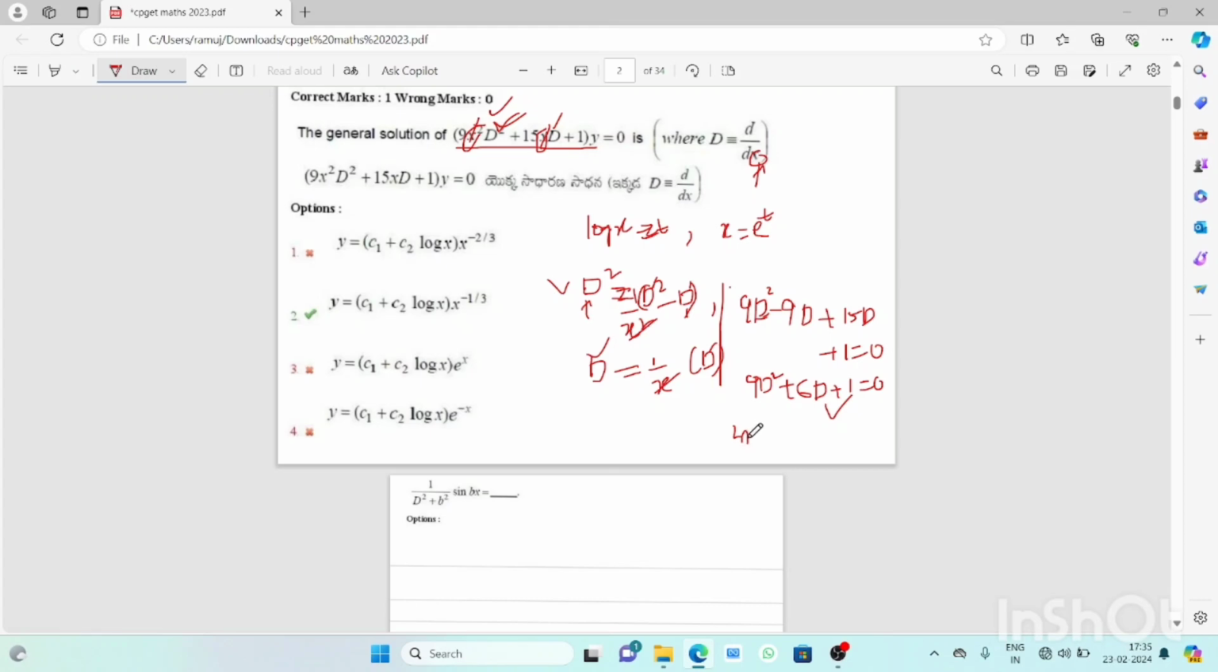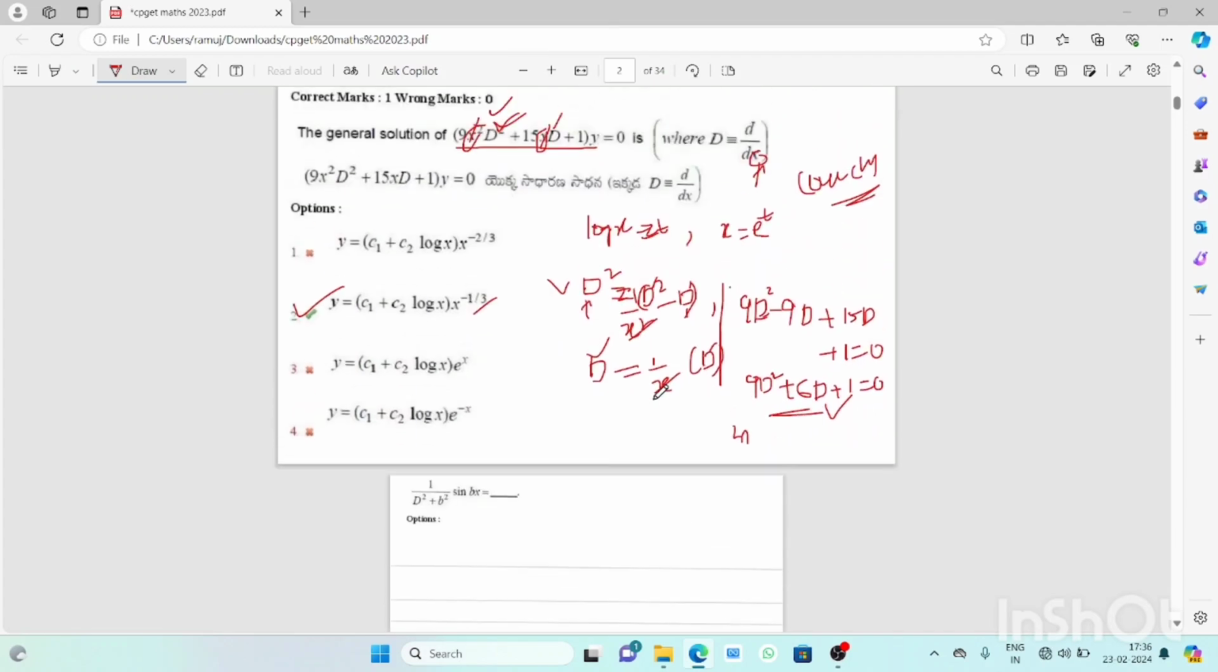So by using the method of writing the complementary solution, you will get simply y is equal to c1 plus c2 into log x minus 1 by 3. So if you use the Cauchy-Euler method, you can simply solve these types of questions. This method is very important. You just simplify these differential equations by using the Cauchy-Euler method.